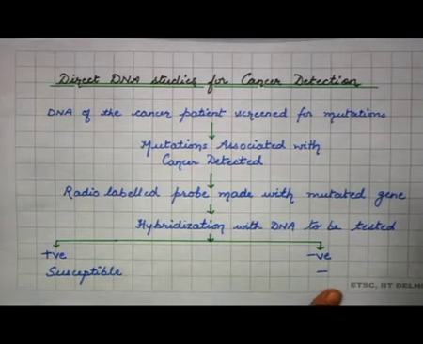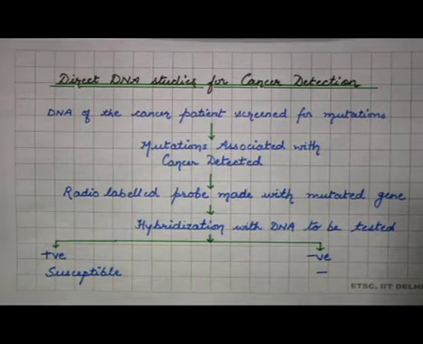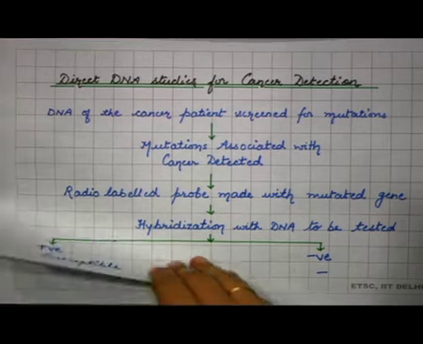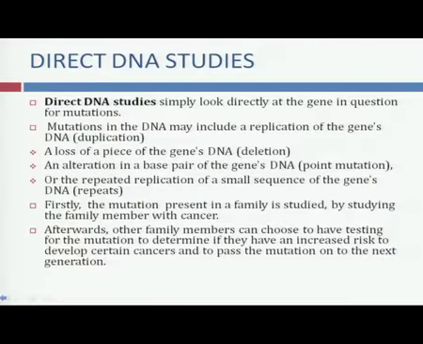However, if hybridization does not occur, it can be safely said that this mutation for this particular cancer does not exist in that person. So, these types of techniques are very useful in determining whether a person can get cancer in future or not, if his or her relative has that cancer.